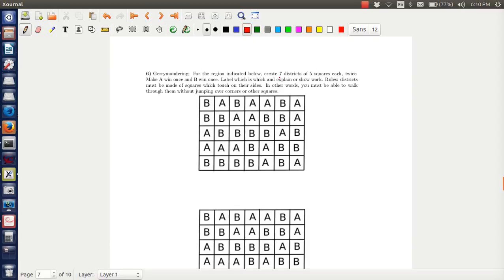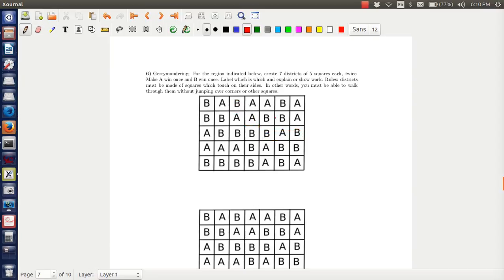And what we're going to do is create 7 districts, each with 5 squares. And the rules are, you can't, for example, say this guy is part of a district with those guys. They have to be continuous so that you could walk through them. So you couldn't do like these 3 and these 2, because you're not allowed to walk across through the corners. You have to walk only through the edges.